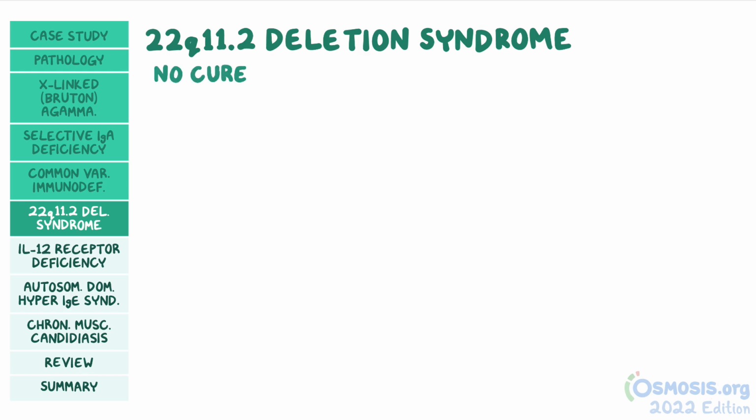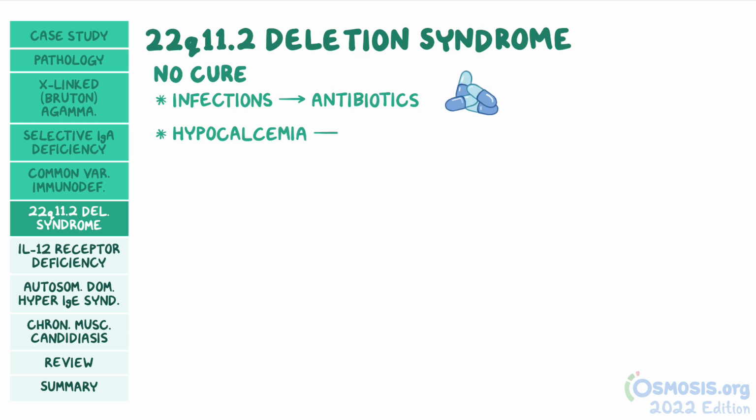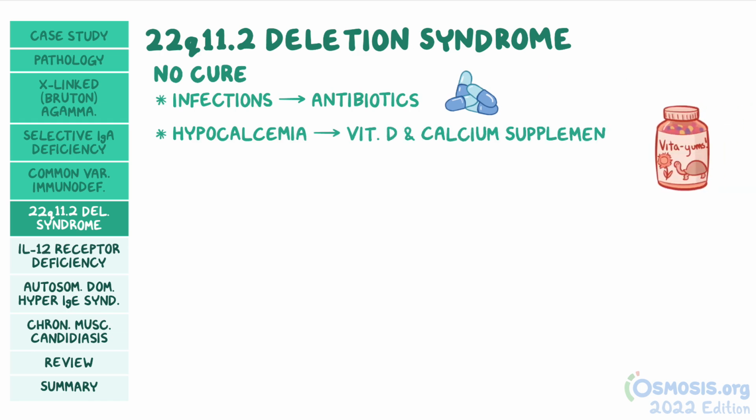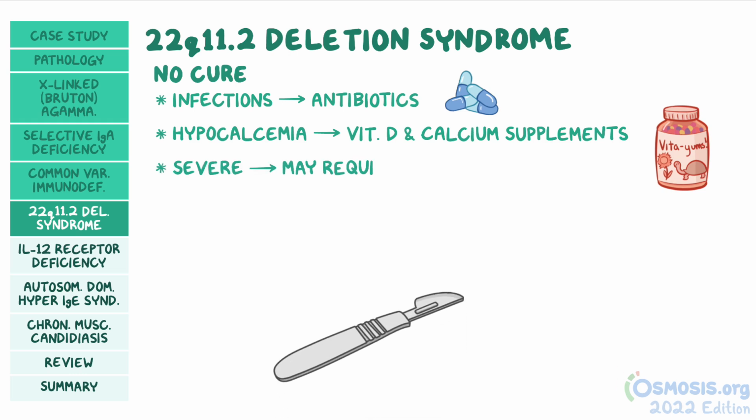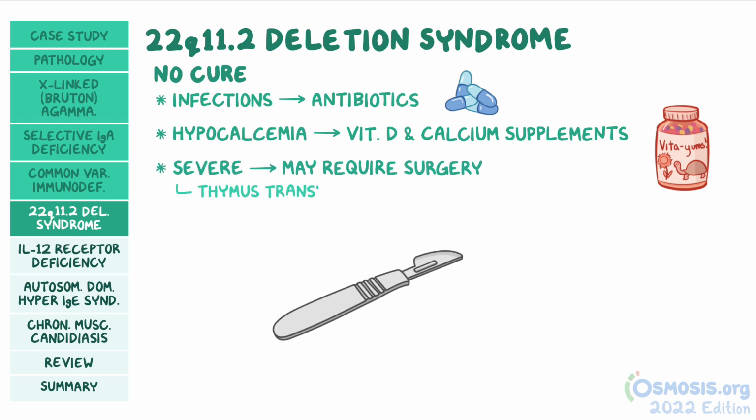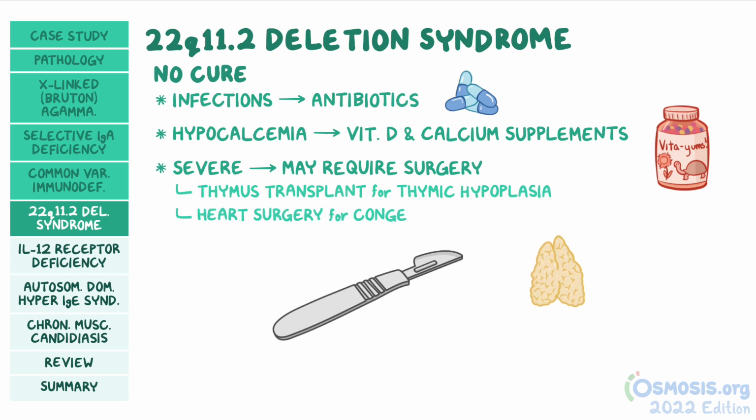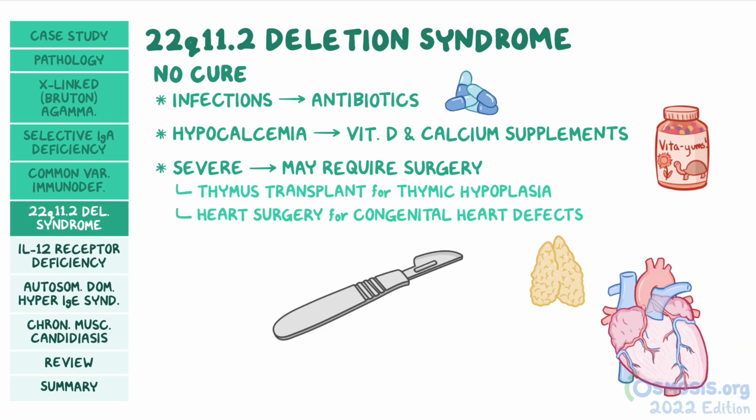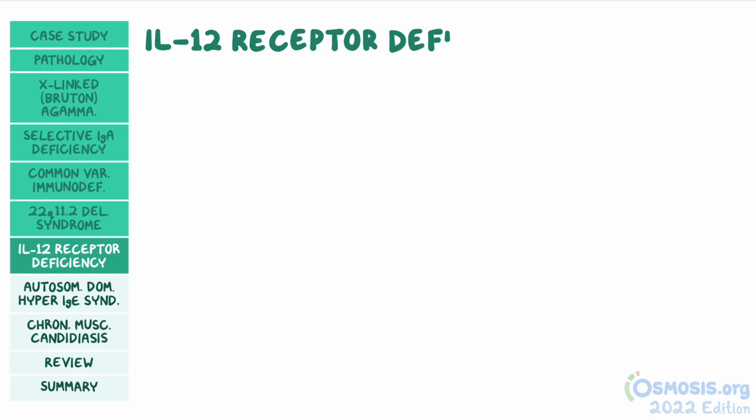There is no cure available for 22q11.2 deletion syndrome. Infections can be treated with antibiotics, and hypocalcemia can be managed with vitamin D and calcium supplements. Severe cases may require surgery, like a thymus transplant for those with thymic hypoplasia, or heart surgery for children with congenital heart defects. Another T cell disorder is IL-12 receptor deficiency.